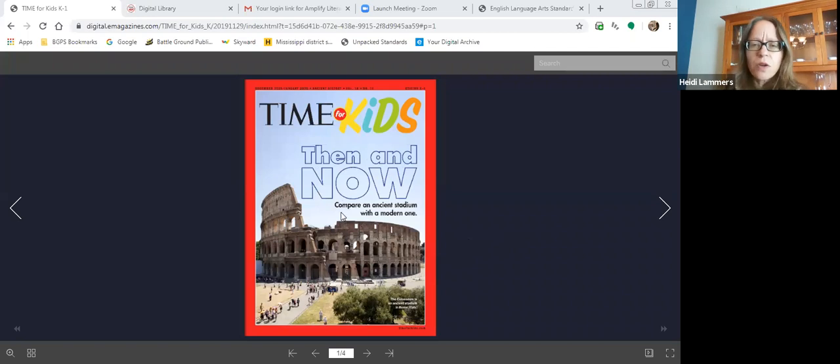Now, do you know what compare means? Compare means to find what is the same and what is different about something. So we're going to read about what is the same about an ancient stadium, an old one, with a modern one. Modern means very recent or currently happening, of current times. So we're going to compare the old with the new. I'm going to zoom in and read that caption way down there.